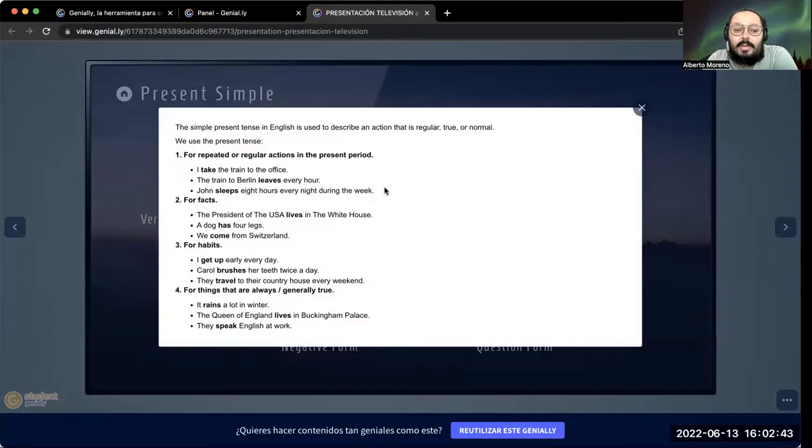Para hablar de un hábito, bueno, I get up early every day, me levanto temprano todos los días. Es algo que sucede con regularidad, pero nada más mío. Es un hábito mío, es algo mío. O para hablar de cosas que son por lo general ciertas, o nosotros pensamos que son ciertas. It rains a lot in winter. Llueve mucho en invierno. Que seamos honestos, aquí en Nuevo León, pues no llueve tanto. En fin. Esos son los usos que tiene el presente simple cuando no lleva el verb to be.